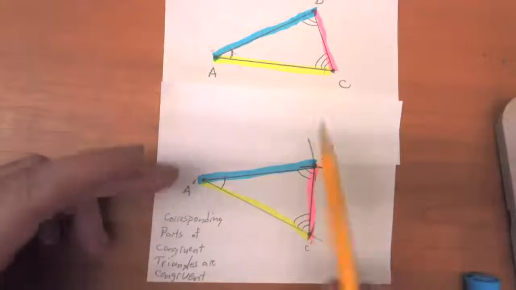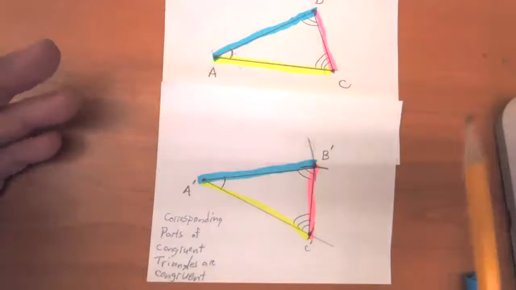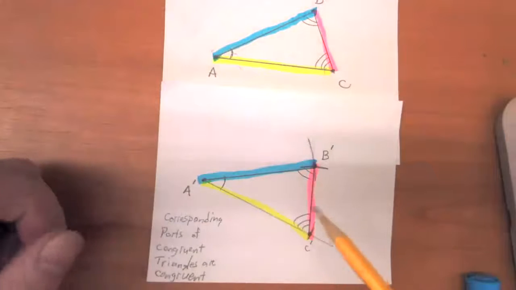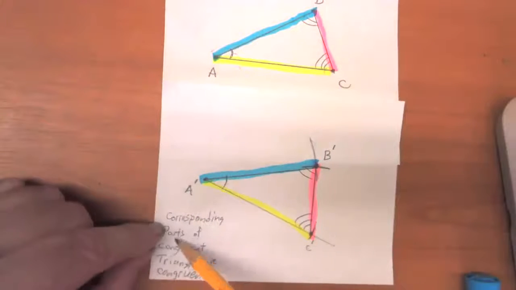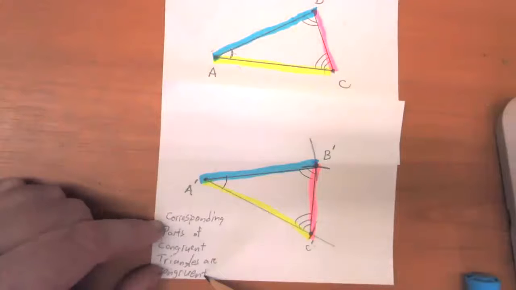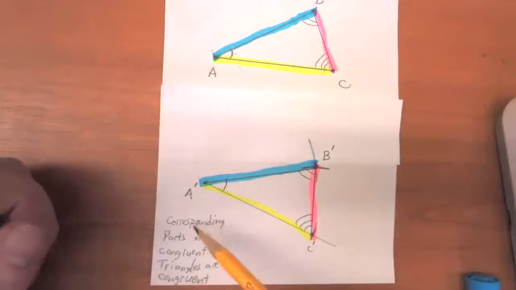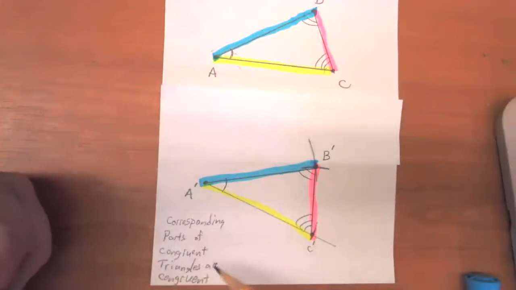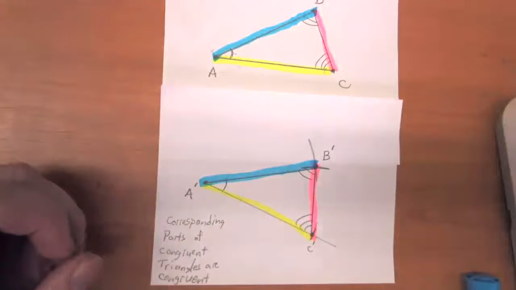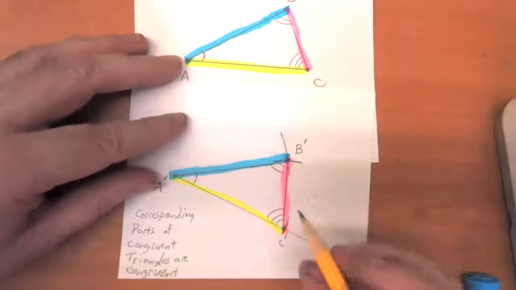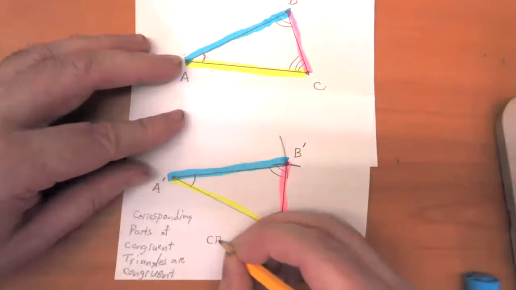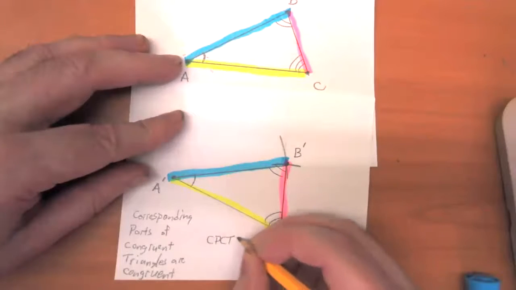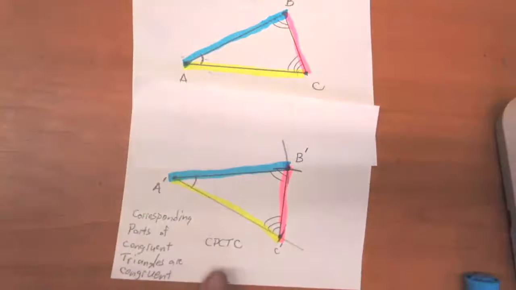And what I know is, since the triangles are the same size and shape, those individual parts must also be the same size and shape. So those corresponding parts are congruent. So that's what it means when I say corresponding parts of congruent triangles are congruent. And that is something that we are going to be writing so often over the course of this year that we usually wind up writing just the acronym CPCTC.